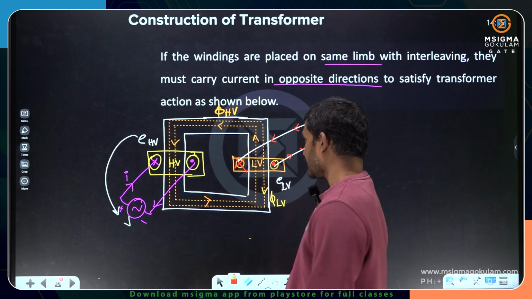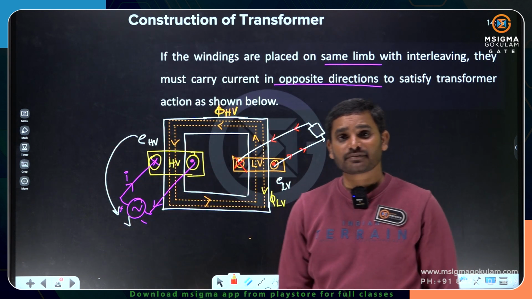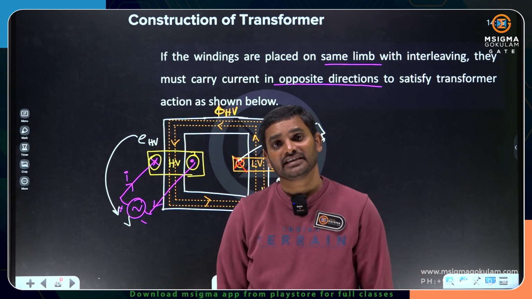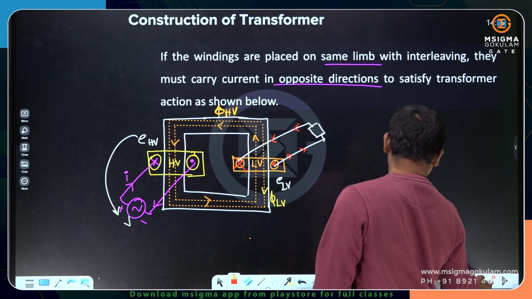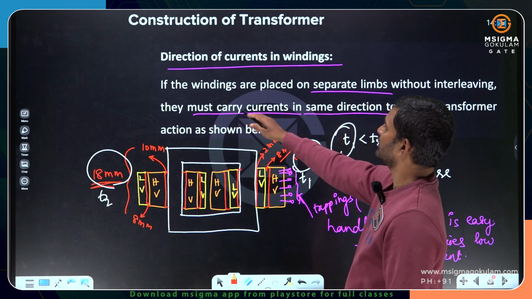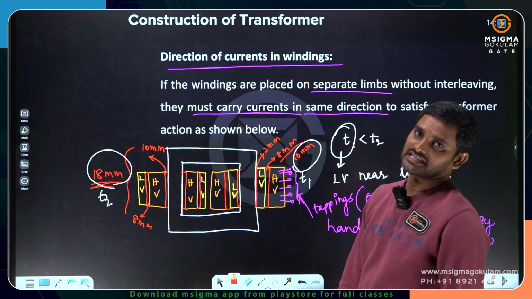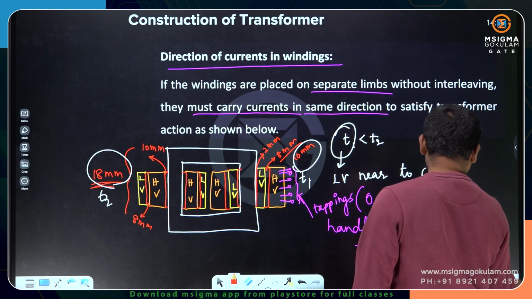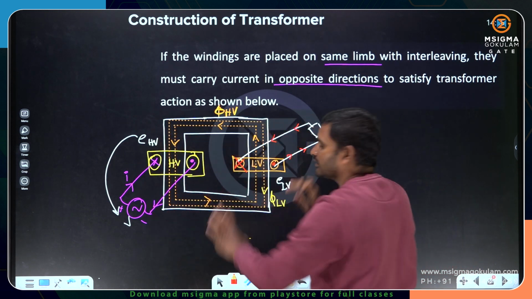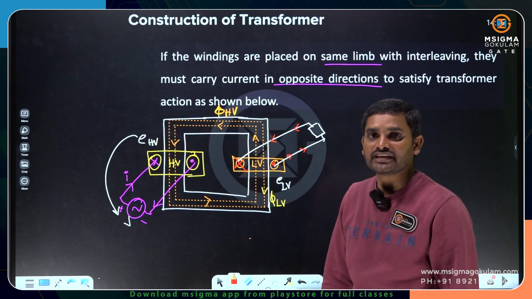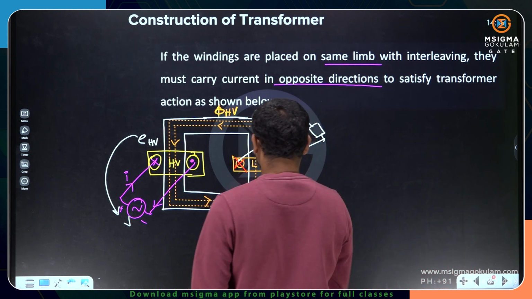You see, windings are placed on separate legs. If the windings are placed on separate legs, then they must carry the same direction of current. If half LV is here and half HV is here, then they must carry opposite direction. Let me show that also.